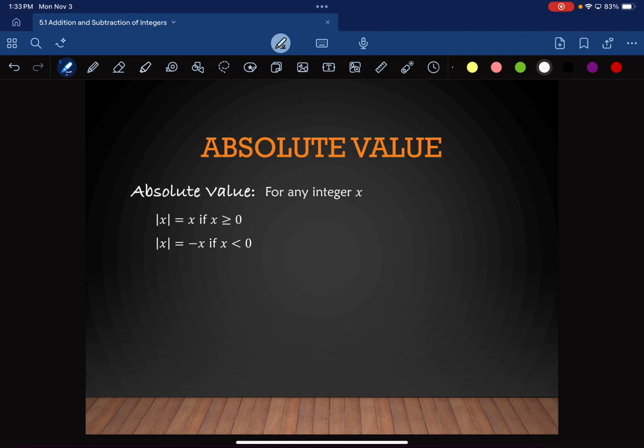So absolute values are defined as follows. For any integer x, so this means you're looking at positives, negatives, or 0, right? If you take the absolute value of x, and x is positive or 0, it doesn't change. Absolute value of 5 is 5. Absolute value of 7 is 7. Absolute value of 0 is 0. Doesn't change. Okay? That's what absolute value does.